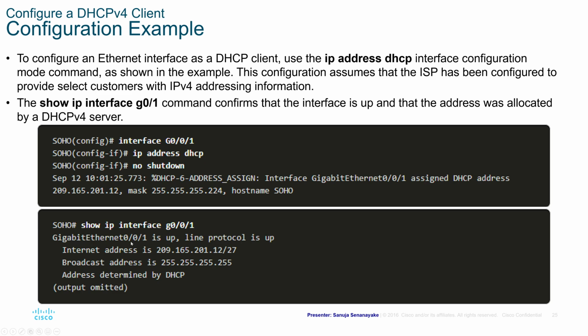Using that command, we can check what happened to this particular router. In this case, it shows the router did obtain an automatic IP address, or DHCP IP address, and this is the IP address it has received, and it has the broadcast address, and it says here address determined by DHCP. Hence we know that this is actually working. So that's how you configure your router to be a DHCP client, and this is how you actually check whether the system is working as expected.